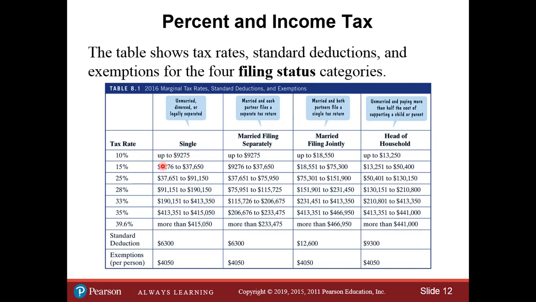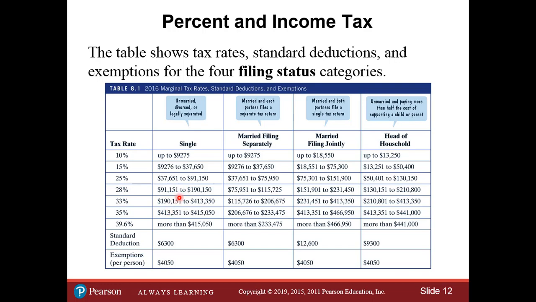Now, from $9,276 up to $37,650, whatever falls in this amount is going to be taxed at a 15% tax bracket. Now, he doesn't get taxed twice. So what we do is we subtract this amount from his taxable income. And then whatever that net amount is, that's what's going to be taxed at the 15%. Okay? And then anything that spills over in this tax bracket is at 25%. And then anything that spills over into this tax bracket and so on and so forth.